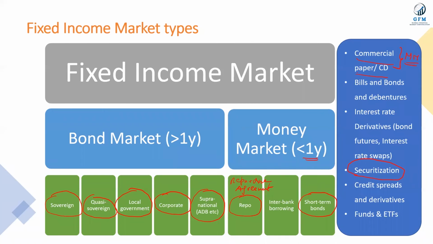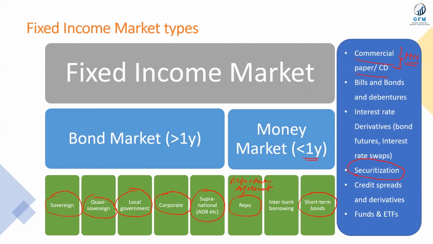You have a lot of credit card debt in the US, right? So some banks and institutions combine a lot of these loans, put them together, and using the cash flows from those loans create an instrument like a bond or something like that, which can then be priced and traded in the market. That process is what is called securitization. So securitization is also part of the fixed income market, right?